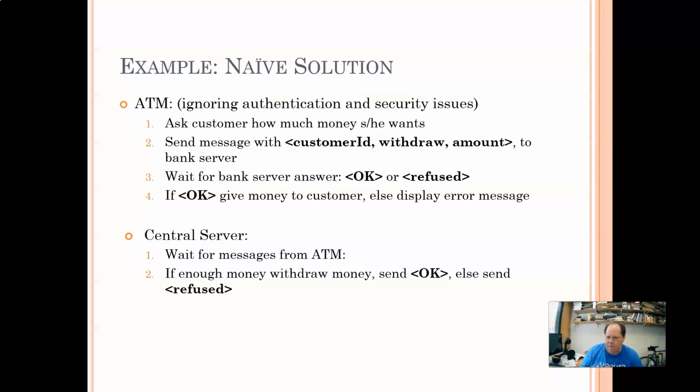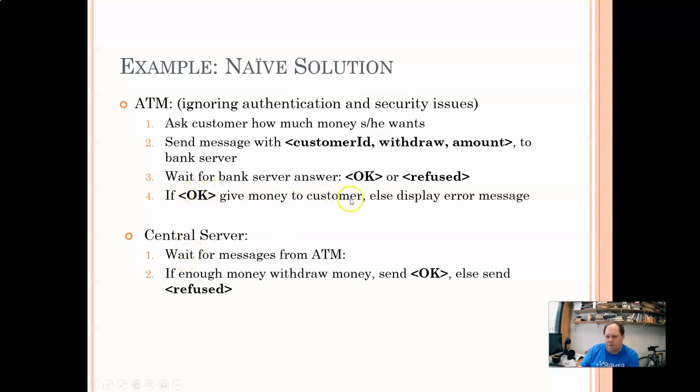When they press go, the ATM needs to talk to the server to ask it, can I do this? Can I give the customer the amount of money that they've asked for? So we're going to have to send a message of some sort. It's got the customer ID, so we know who we're talking about, the operation, which is going to be withdraw, and the amount. The bank server is going to receive that message, and then it's going to either say, okay, yeah, you can give them that money, they have the money in the account, or sorry, they don't have the money, so I refuse you permission to give them the money.